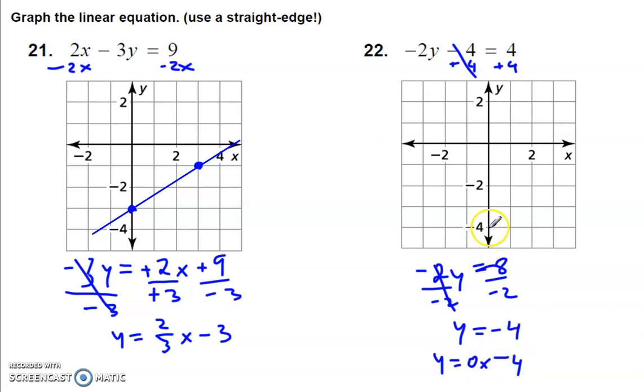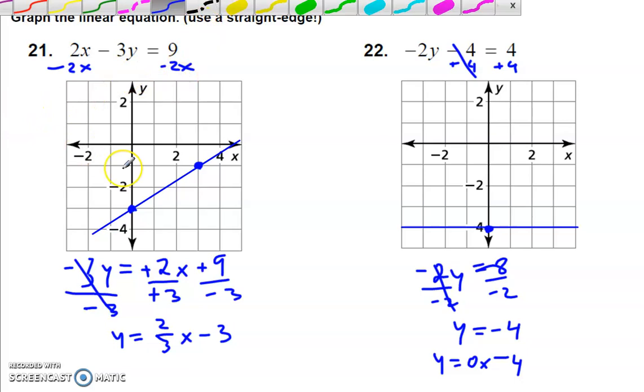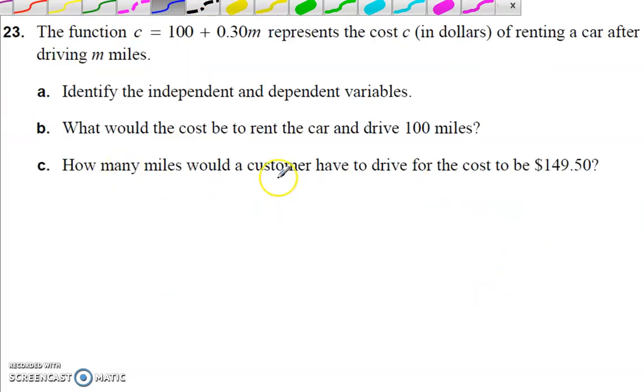All right, so it goes through negative 4. 0x means it doesn't go up, doesn't go down. There's no x, so this is a horizontal line. This graph looks like this, going through negative 4 on the y-axis. That is a 0 slope. Horizontal line.